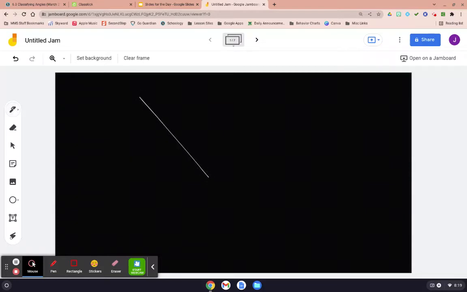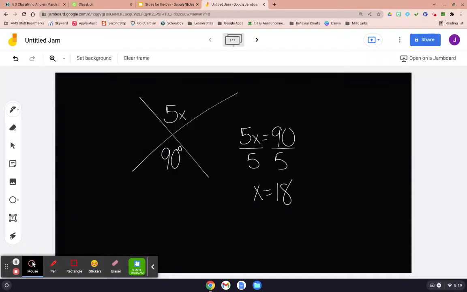So what would happen if, let's say this is 90 degrees and this is 5x. So since they are vertical, we would set them equal to each other. 5x is equal to 90. So what is that going to equal? We would divide each side by 5. 90 divided by 5 is equal to 18. So x would equal 18 in this case.